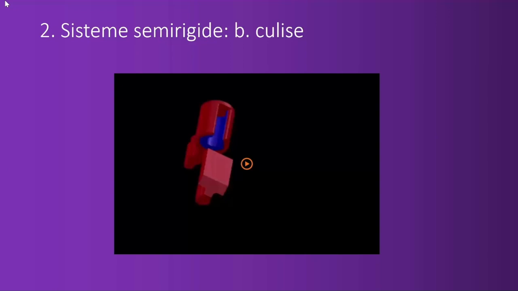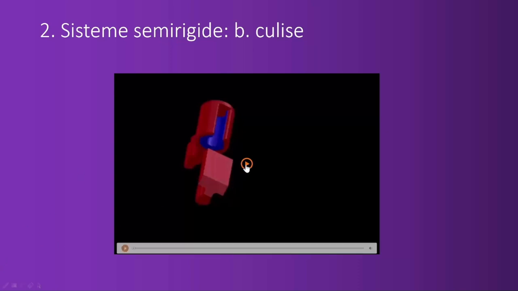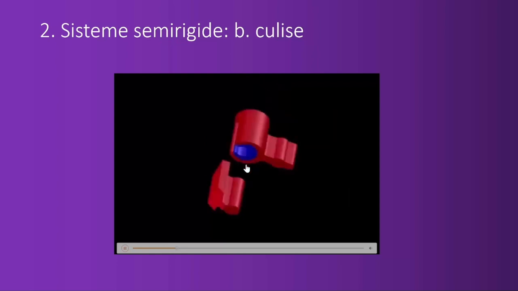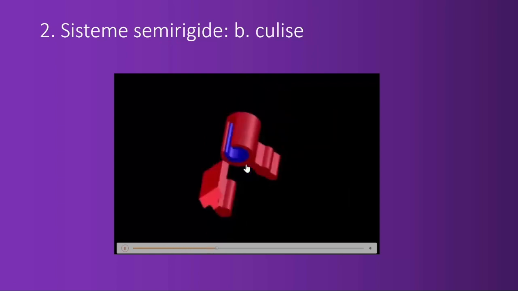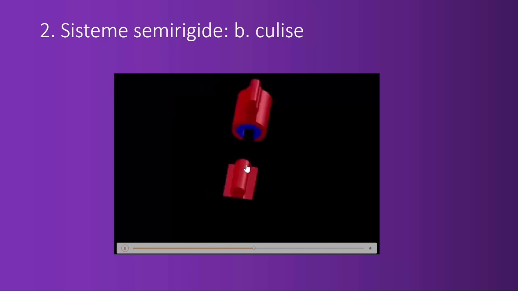That's 2B, as we may say. Those are vertical systems or coulisses. The way of working of those is way simpler. You see a matrix, and an intermediate resilient element, the blue one.